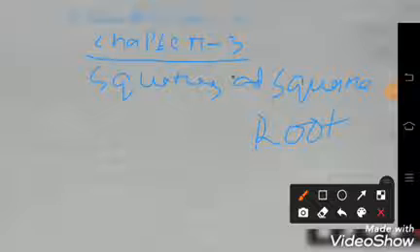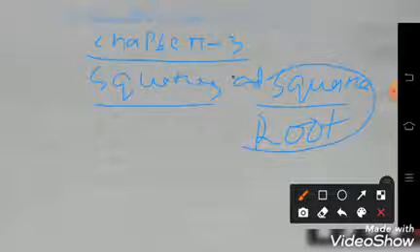Now let's see chapter 3. You open up chapter 3. Let's all see together. Square and square root. So before we go to the exercise, let us see what is square and what is square root. I will give you an example.